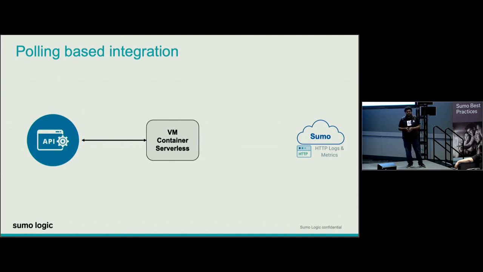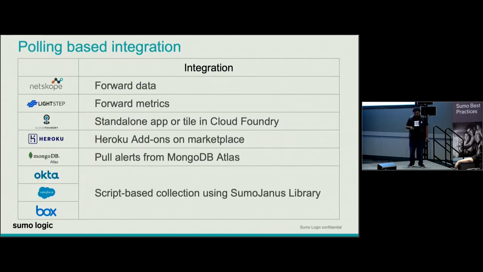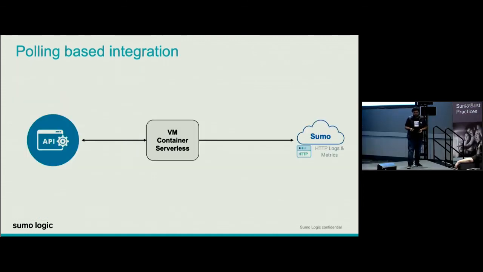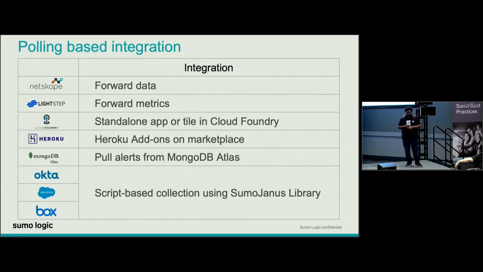And once the script fetches some data from a platform, it will push it to the Sumo environment. Primarily, we give these kinds of integrations based on polling. So these are the polling based integrations. We have integrations with Netskope, Lightstep, Cloud Foundry, Heroku, MongoDB, and we also provide integrations with Okta, Salesforce, and Box by using the Sumo Janus library. The Sumo Janus library is quite popular among our customers. So these are a few names. We have many more integrations, but I have selected a couple of them.